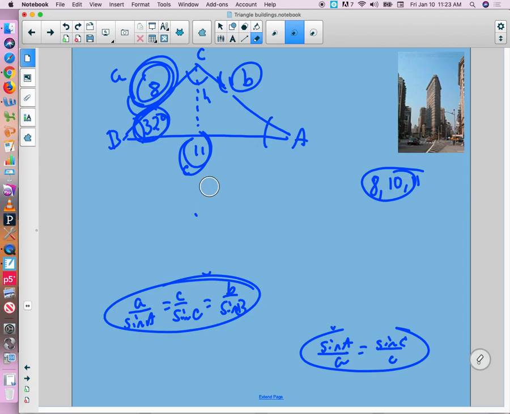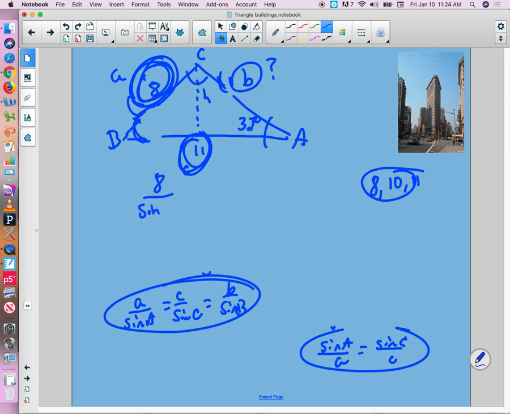No, I'm sorry. What would you do? No, we don't know this side. We know these two sides and the angle between them. Are you still going to be stuck? So now let's move the angle again. So I can say 8 over sine 32 equals what? Maybe B, or 11 over sine C. Now can you finally find C?